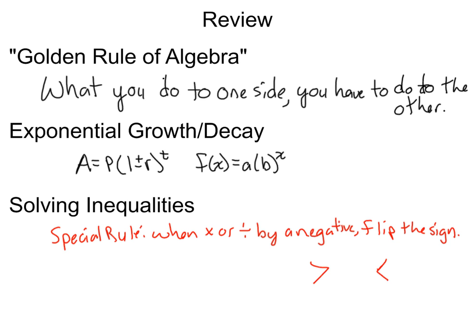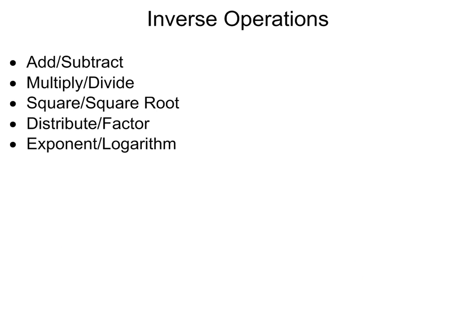Sorry, my arrow distracted me. Let me take my time a little bit more. So if it was greater than, it becomes less than. If it's less than, it becomes greater than, and so on. All right, so let's get down to the brass tacks here.